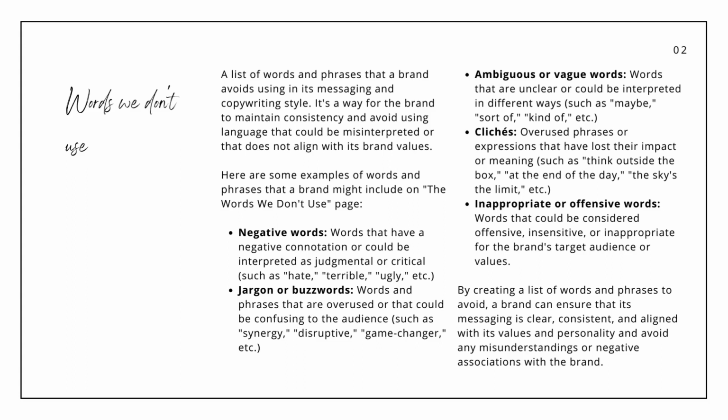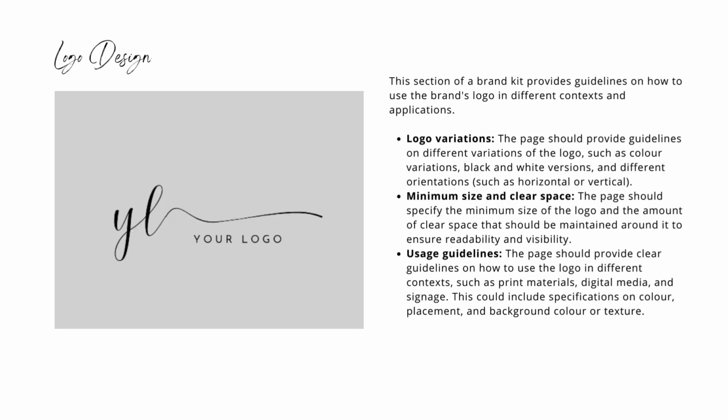So they could be negative words. It could be jargon and buzzwords. It could be ambiguous words and vague words. It could be cliches. It could be inappropriate or offensive language. Creating a list of words that you don't use empowers your people not to use them. And it also shows somewhere that you've documented it and covered it.